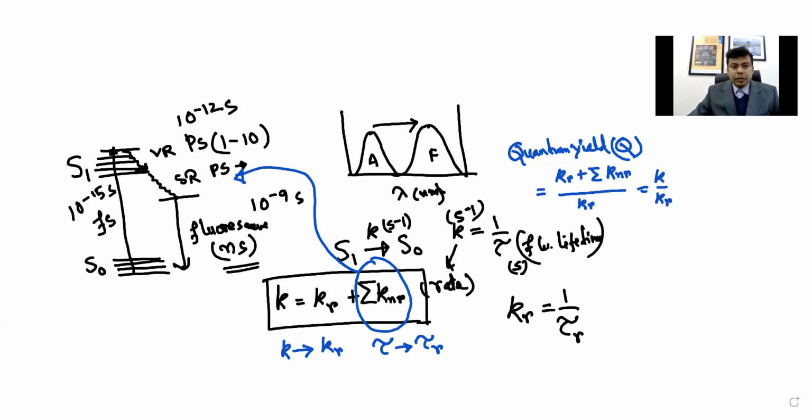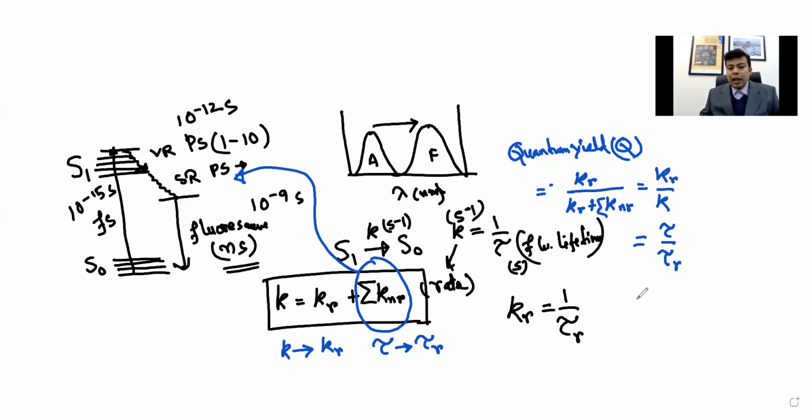Sorry, I think there was some issue here. So basically, the quantum yield is going to be the ratio of kr over kr plus knr. So this is essentially kr over the total k, which is essentially tau by tau r.